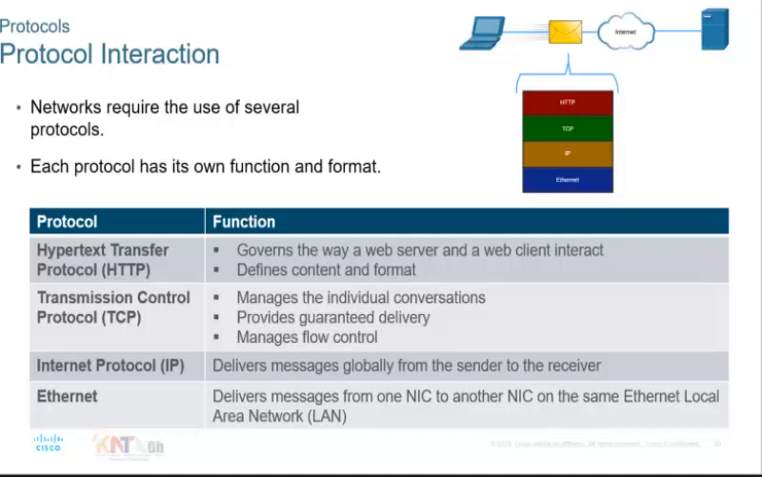And then we have the Transmission Control Protocol, which we call TCP. Now, this manages the individual conversations, it provides guaranteed delivery, and then manages flow control. We also have the Internet Protocol that delivers messages globally from sender to receiver. And then we have the Ethernet Protocol that delivers messages from one network interface card to another network interface card on the same Ethernet local area network. So an Ethernet protocol is a local area network protocol.